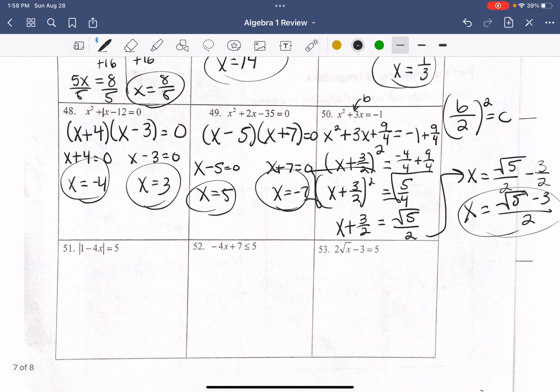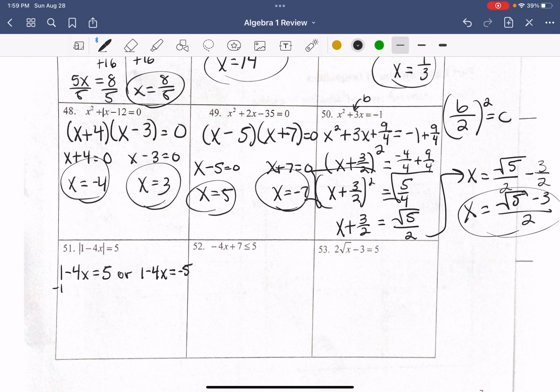For 51, you have absolute value, and what you're going to do with absolute value stuff is you're going to take the equation and you have two scenarios. So this could either equal 5 or it could equal negative 5. And that's because you could put a positive or negative number inside of an absolute value sign and get the same answer. So we have two separate possibilities here, and we just need to solve them.